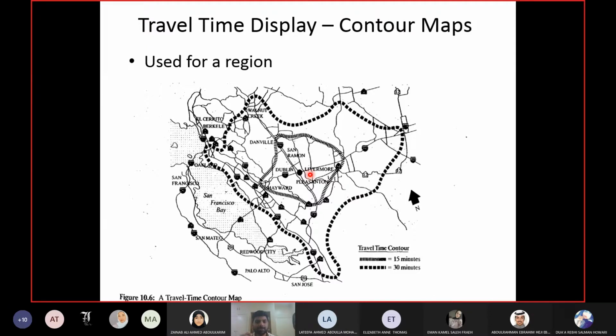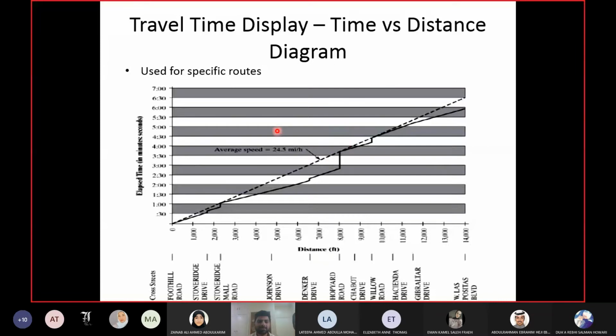Okay, so basically the travel time contour map helps you to get the catchment area, to find out people from which region will be coming towards my facility. So it depends upon their travel time. Then this is another representation of travel time data.